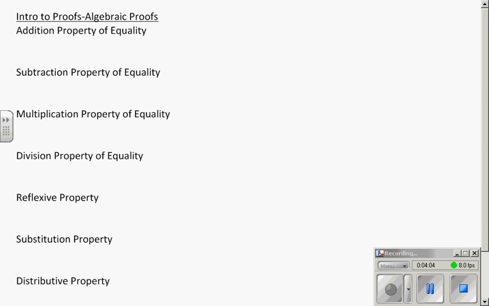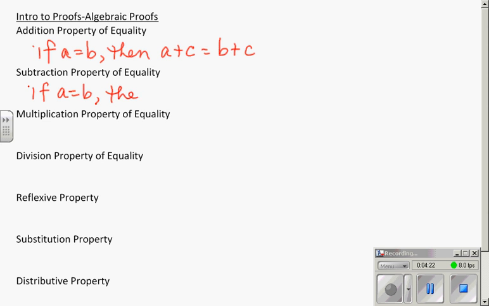Here are algebraic properties. You know how these work, you just may not have associated the name with them. Addition property is if A equals B, then A plus C equals B plus C. This lets us add to both sides of an equation. Subtraction property is the same thing. If A equals B, then A minus C equals B minus C. I can subtract from both sides.